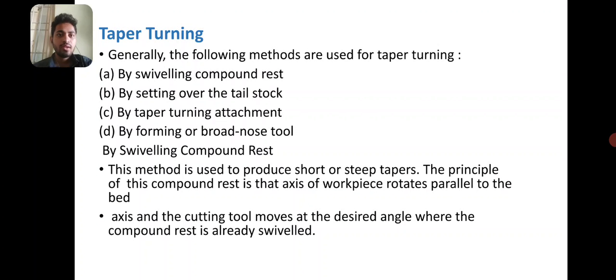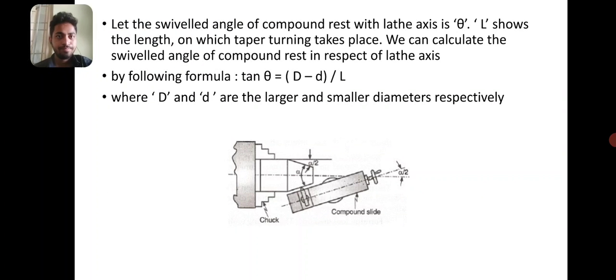Taper turning. Generally, the following methods are used for taper turning: by swiveling compound rest, by setting over the tailstock, by taper turning attachment, by forming a broad nose tool. Swiveling compound rest: this method is used to produce shorter, steep tapers. The principle of this compound rest is that the axis of workpiece rotates parallel to the bed axis and the cutting tool moves at the desired angle where the compound rest is already swiveled.